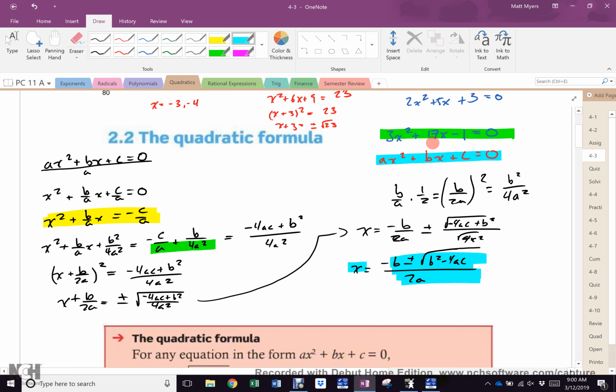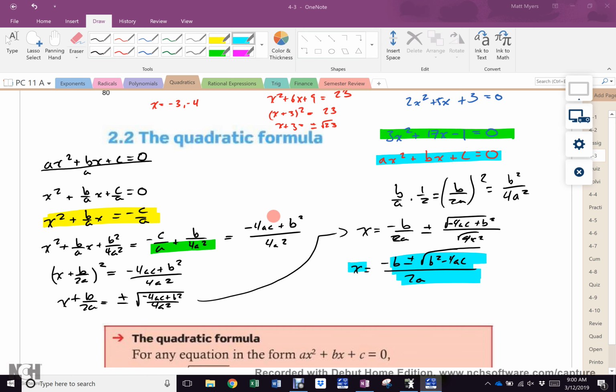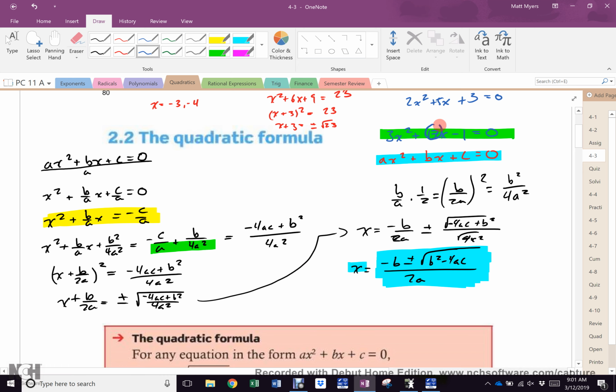What was our goal up here? I know the screen's blue. What was our goal up here? Solve for x. Now we have x equals all this. Now, this is why it works. This is what you do. What do you see right there?